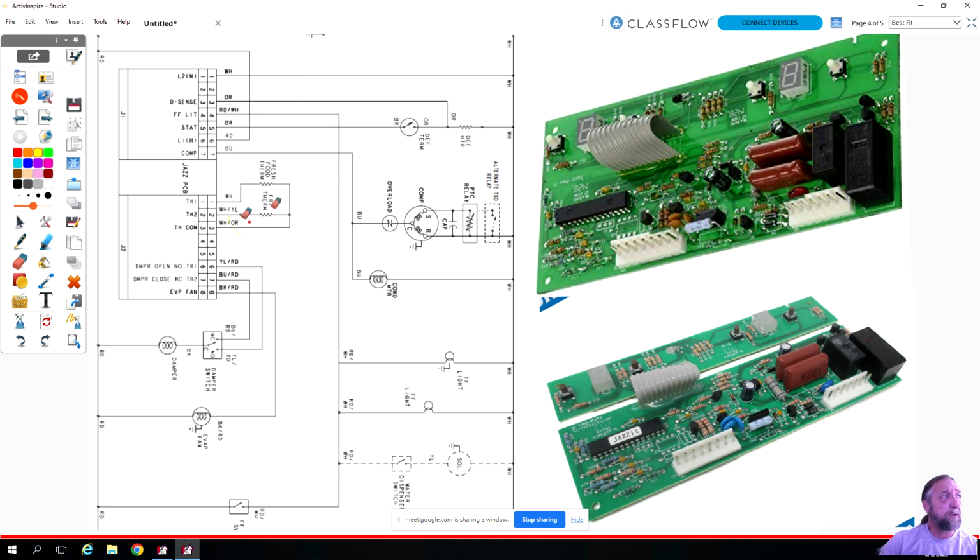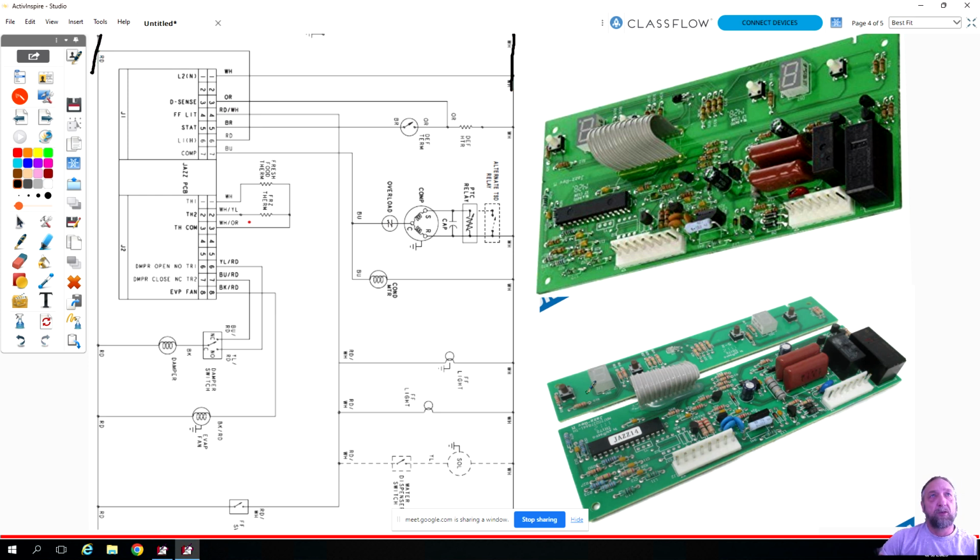Which two color wires on this diagram are power coming into this refrigerator? What two color wires? Is it red and white? Red. Correct. It's red and white. Now if you look, red is here and white is here.